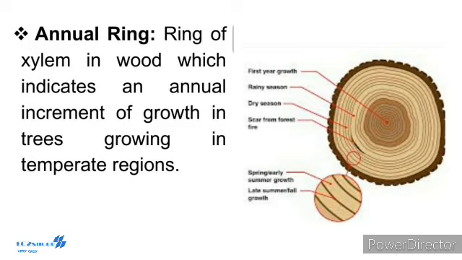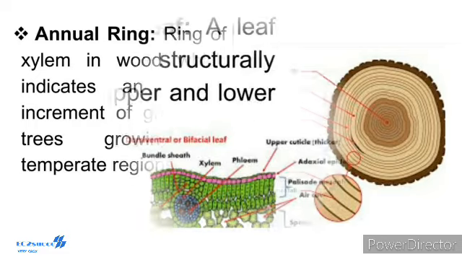Annual rings are counted by an increment borer. The science of determination of the age of a tree by counting the number of annual rings is called dendrochronology.